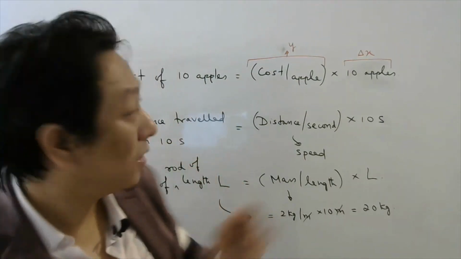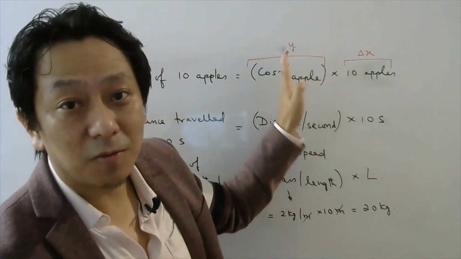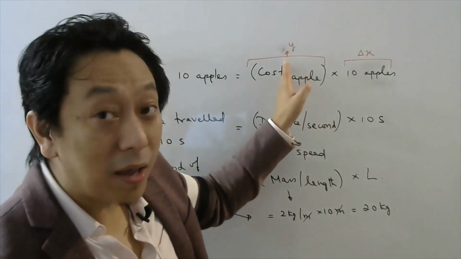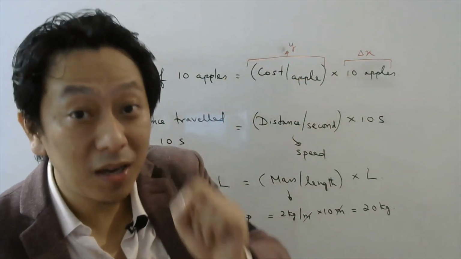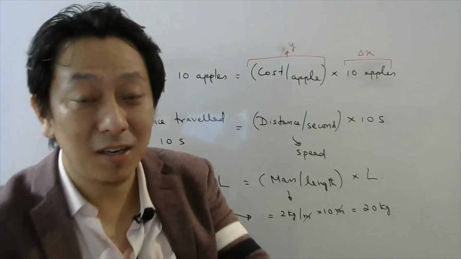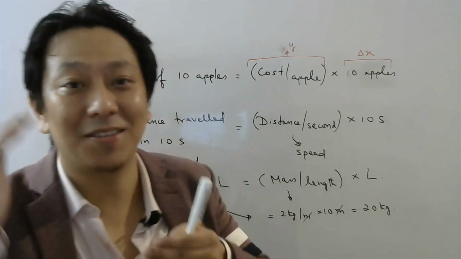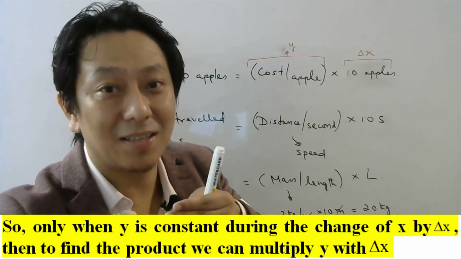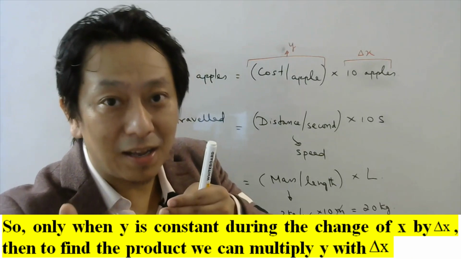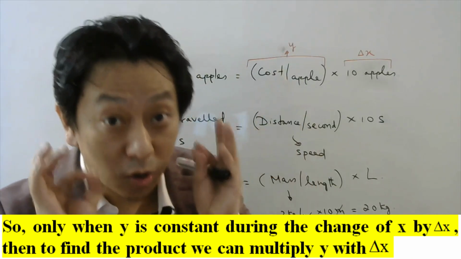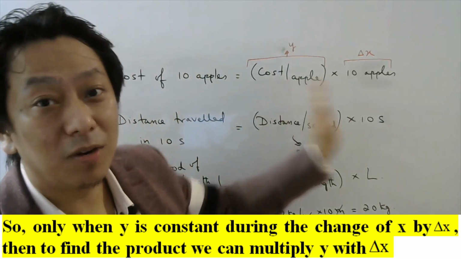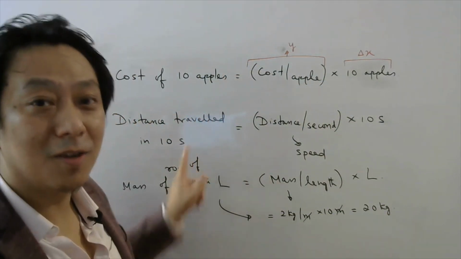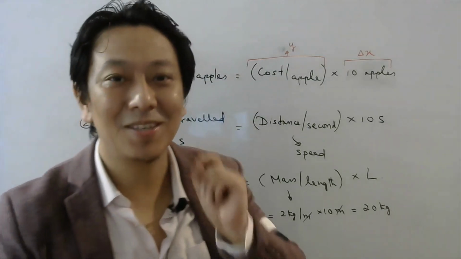So please remember, this simple multiplication of y and delta x is only allowed when your y remains constant during the change of x. So as I change x by an amount delta x, in that interval of delta x, your y must be constant. Then only we are allowed this multiplication to find either this or this or this. Okay, so keep this in your mind.